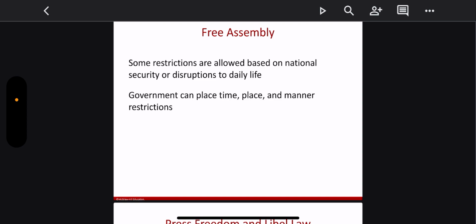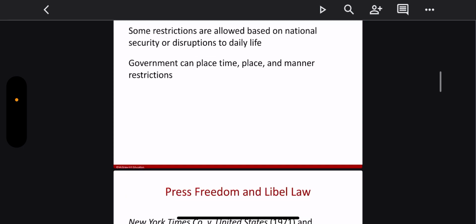So, can very extremist political groups have a parade? Sure. But where they can have that parade, when they can have that parade, and in the manner in which they can have that parade is going to be set by the government. Okay, they still have to abide by those things, but they do still get to have the parade.